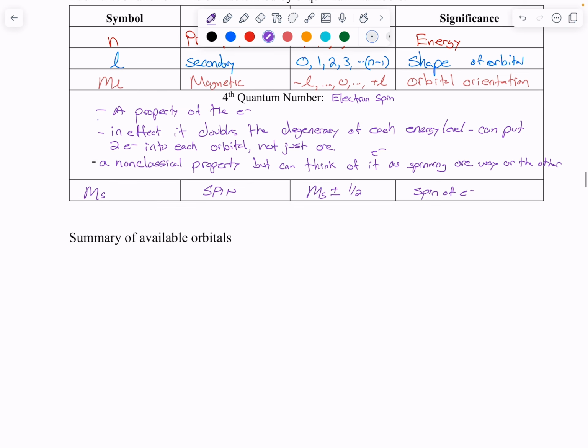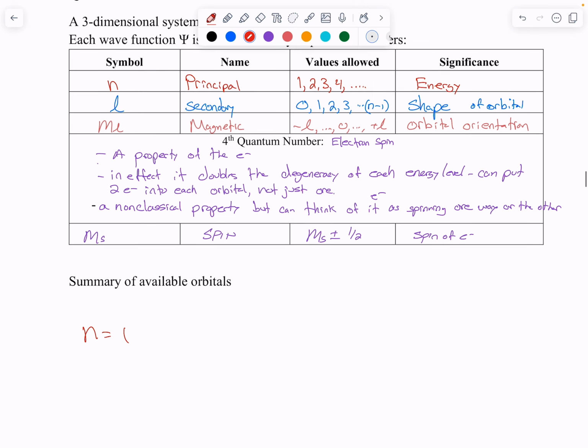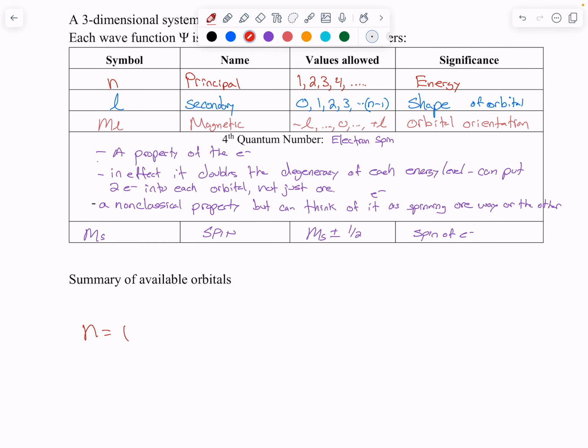And so when we talk about orbitals, what are the orbitals? Well, n can be 1. Now, just like before, when we had the secondary, if you look at the secondary, this is kind of important.